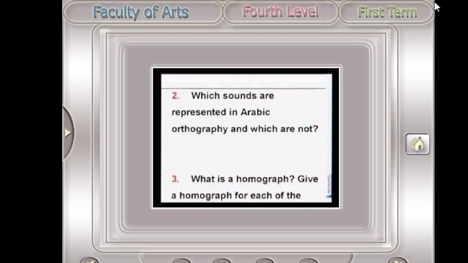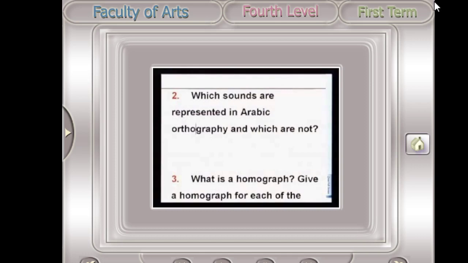If we say which sounds are represented in Arabic orthography and which are not, it looks like a simple question, and people will say, what do you mean by that? Sounds, we mean by sounds here what? We mean, of course, consonants and vowels. Okay. Which sounds of the consonants and vowels of Arabic are represented in the orthography and which are not? In the orthography here, we mean the alphabet. The alphabet of Arabic represents all the consonants. And this is the answer. All the consonants are represented. We remember 28 consonants, 28 letters. Fine. All the consonant sounds are represented.